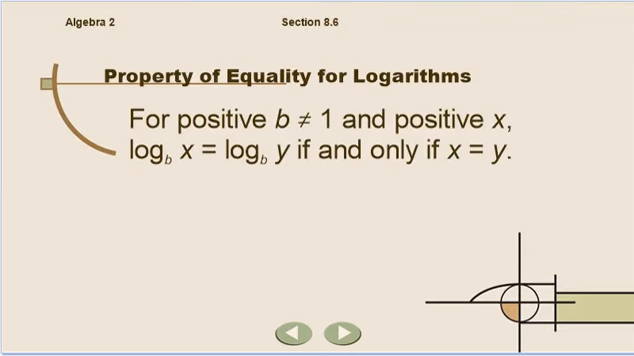So one property of logarithms, the property of equality. For a positive b that doesn't equal 1, so your base is positive and can't equal 1, and a positive x, which we'll hone in on later, this has to be positive also. Later on we'll solve equations, and if you're trying to take the logarithm of a negative, that doesn't work. So if you ever get a value here that's a negative, you can't do that. Anyway, that was a little side note. But log base b of x is equal to log base b of y if and only if x is equal to y. So these parts here have to be equal to each other.